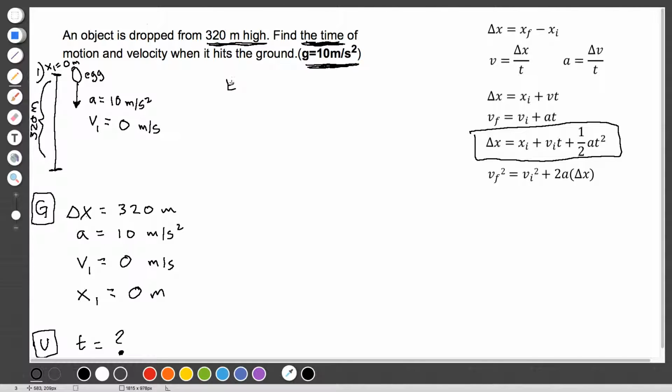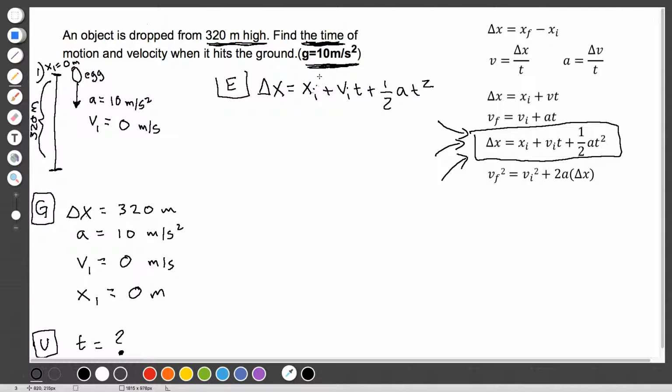And our equation is this one right here. That is our free fall equation. And most of the time when you're doing free fall problems that start from rest, you're going to want to use this equation right here. So our equation is delta x equals x initial plus velocity initial times time plus 1/2 times the acceleration times time squared. And so let's look at this and see how we can simplify it right off the bat.